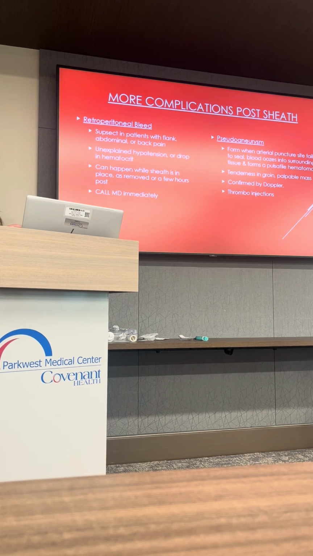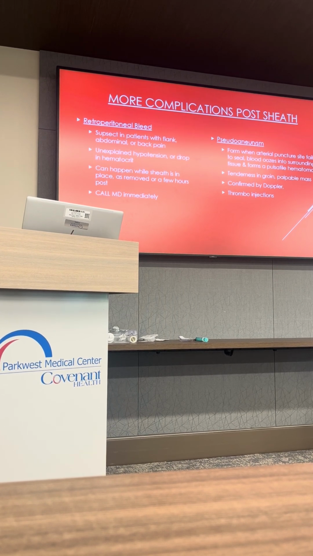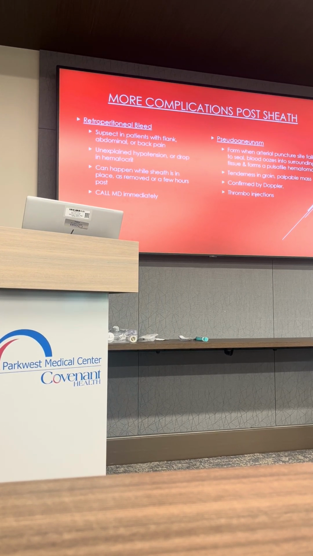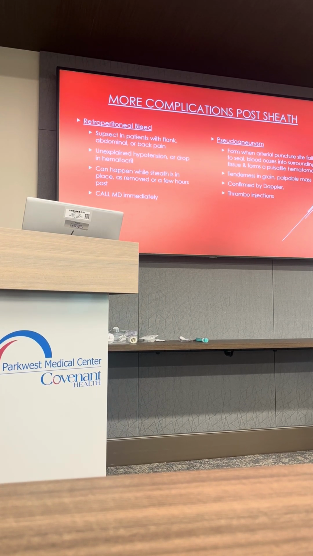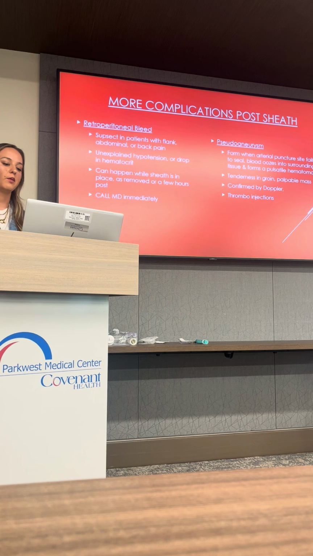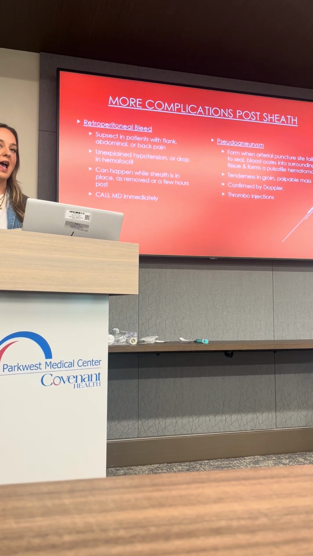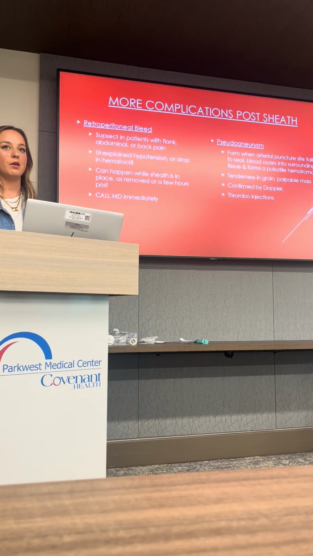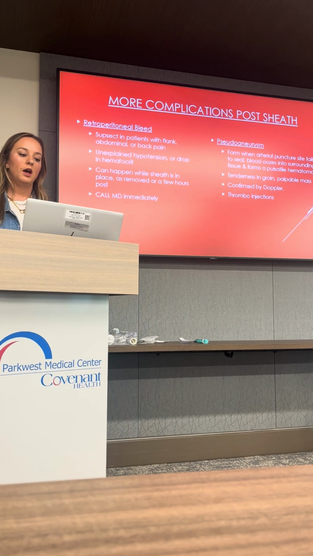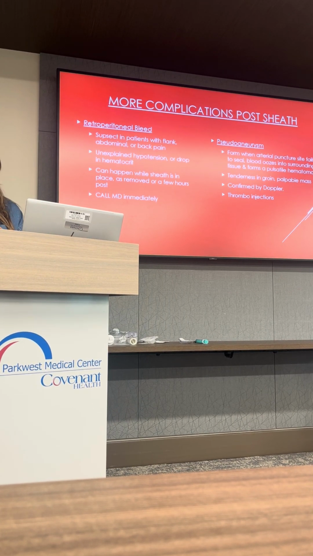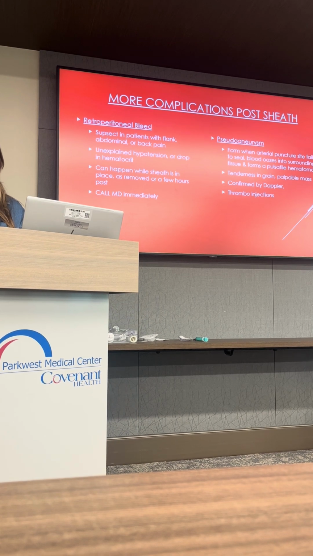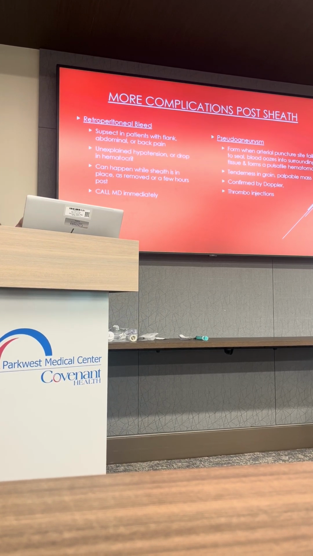So with an RP bleed, you'll typically suspect these patients to have some presentation of flank pain, abdominal pain, back pain, unexplained hypotension, drops in their blood pressure again like we discussed. It can happen when the sheath's in place. It can happen whenever a sheath's been pulled. It's an emergency. It needs to be notified to the provider immediately, and you should be holding pressure as soon as you think that you're having these things happen.